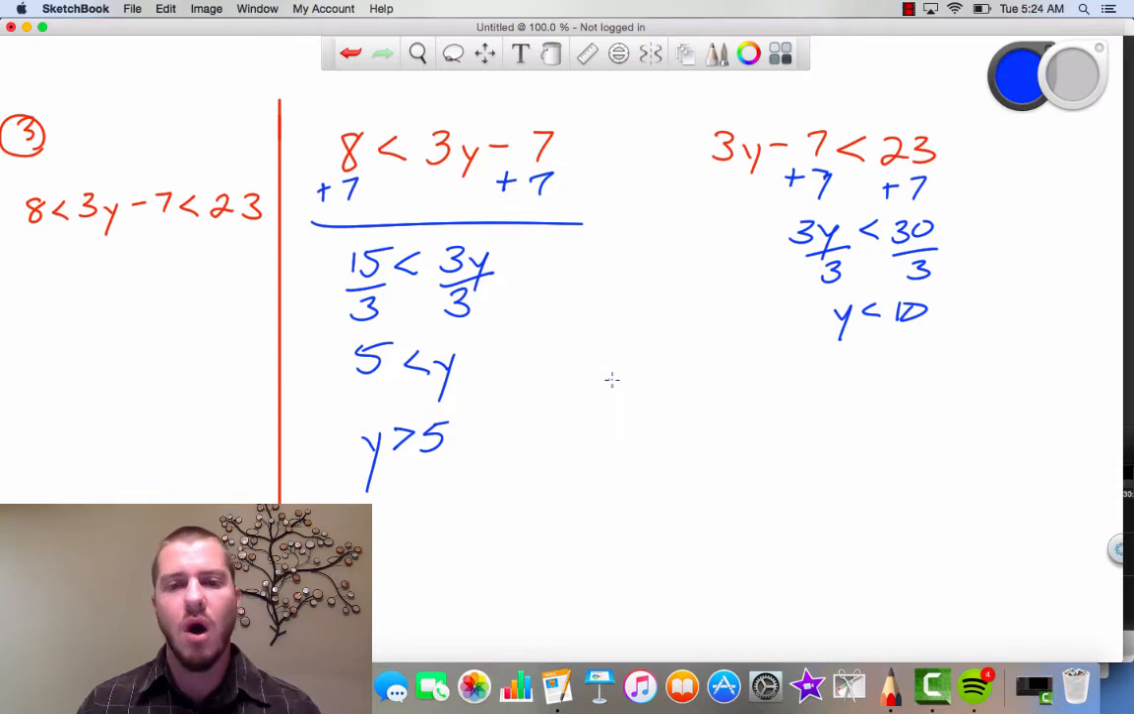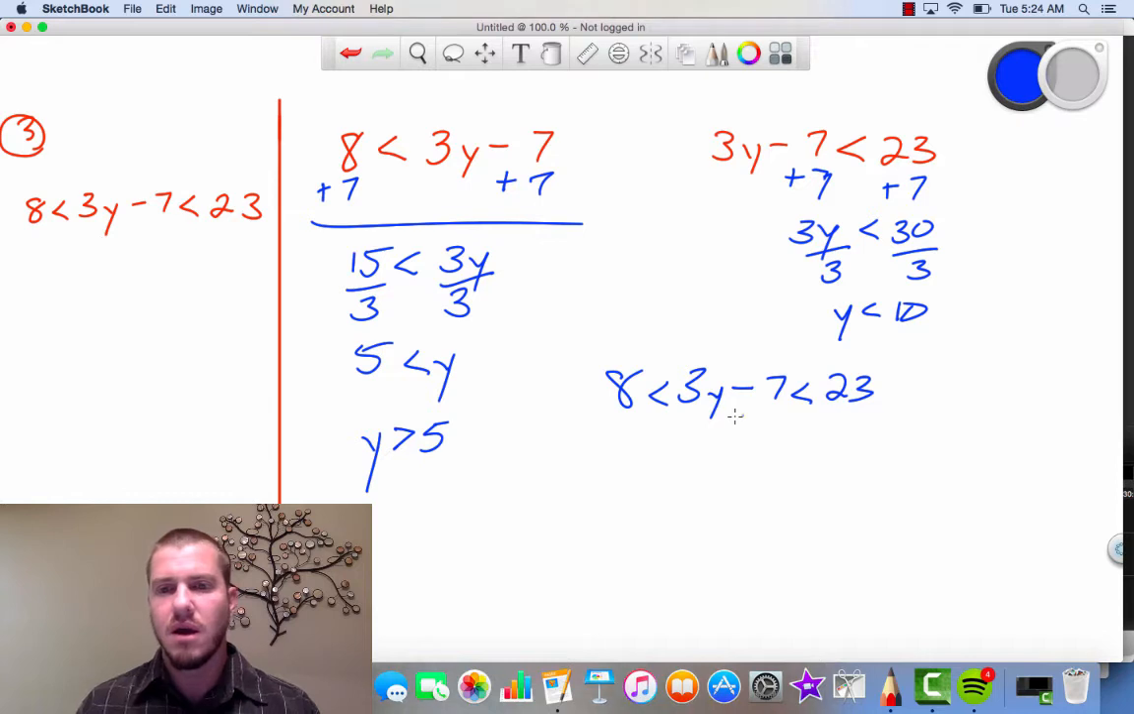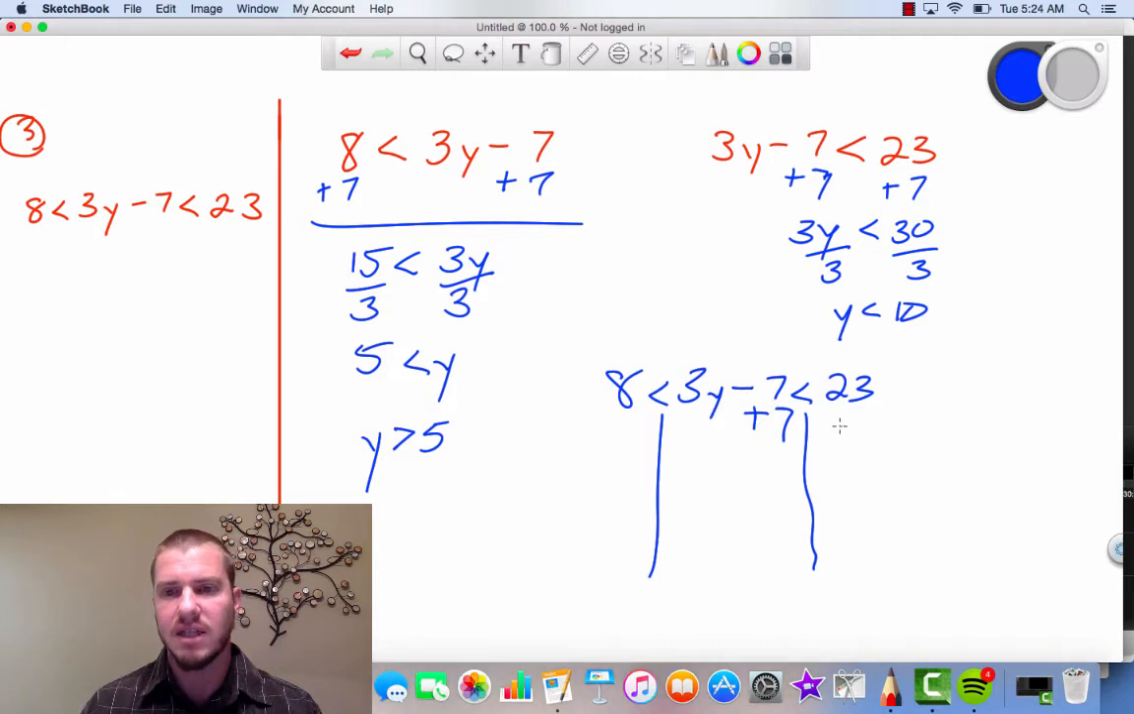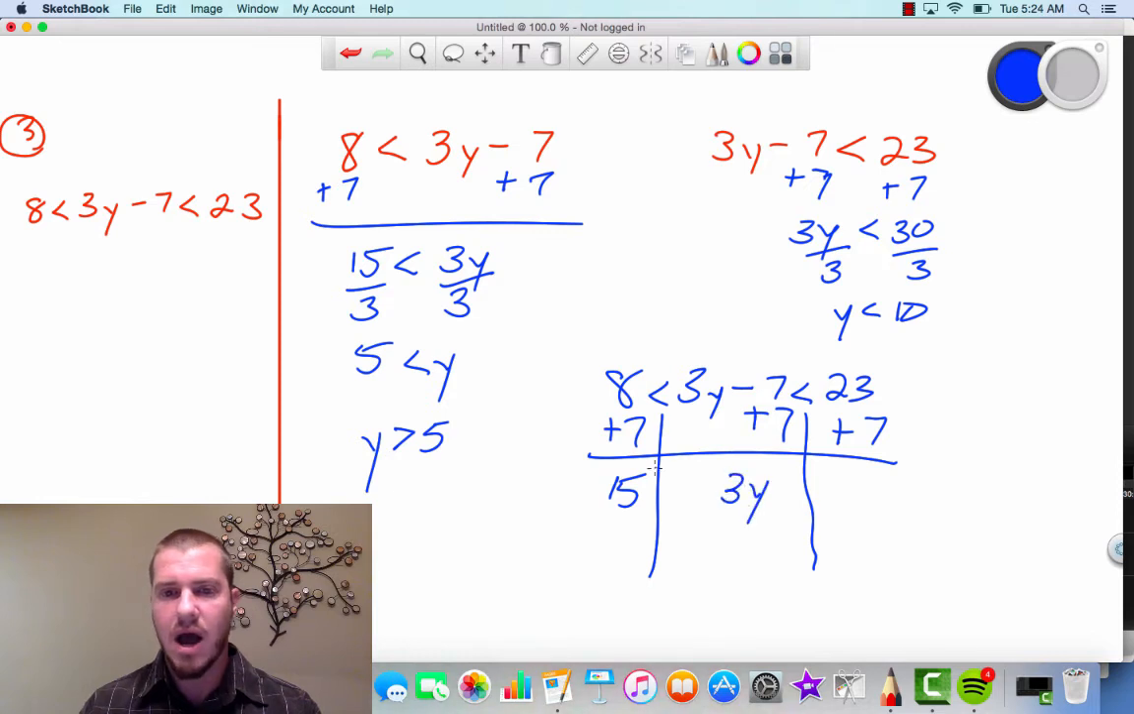So let me show you the other way without splitting it into two. You can write this down. It's solving the same thing. Basically, you have two inequalities here. So I'm trying to get this y by itself. So I first got to add 7. I would have to do it to all 3 parts. Okay, so that makes this 15. That makes this 3y. None of the signs change.